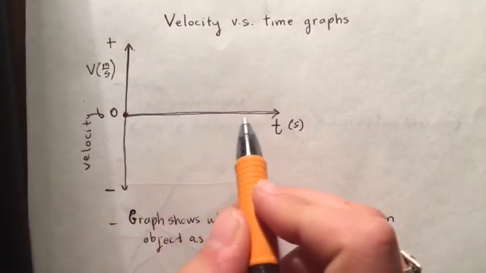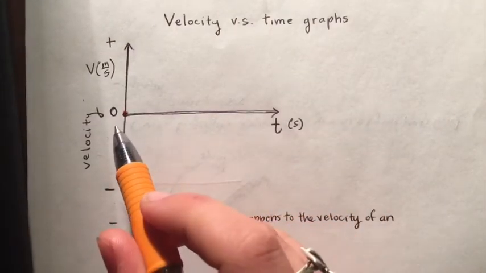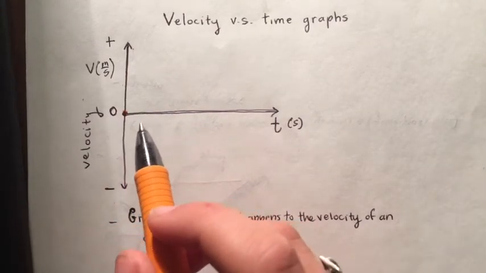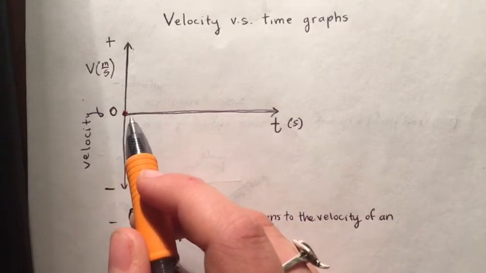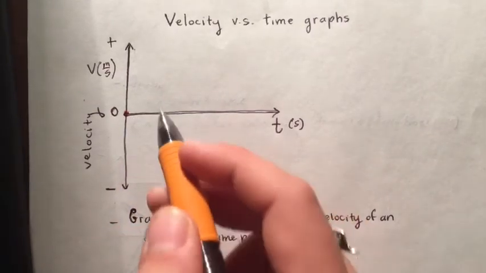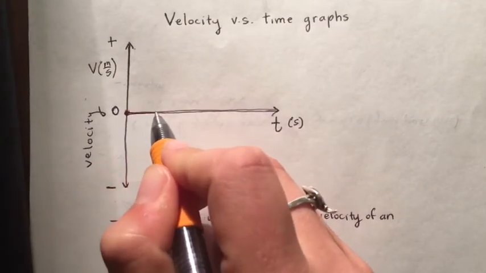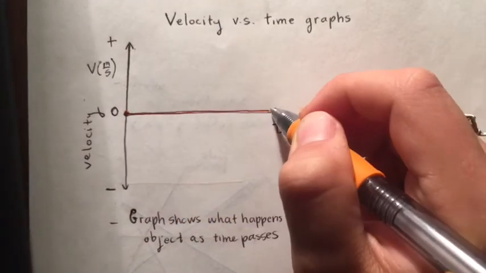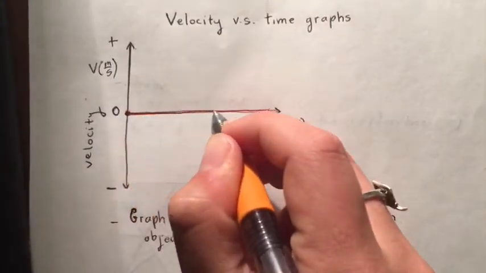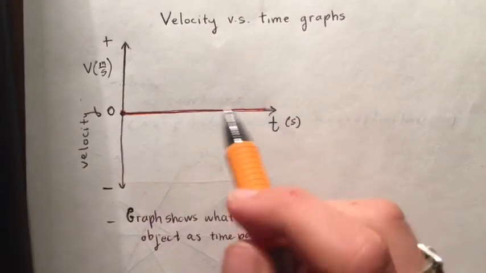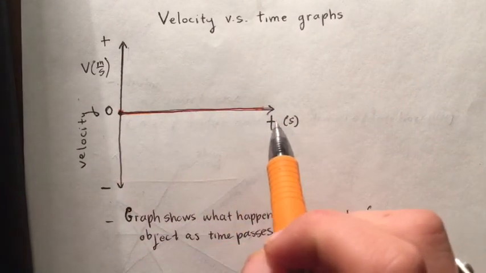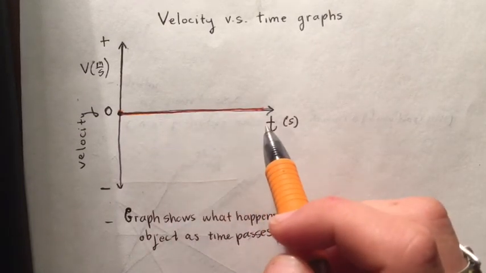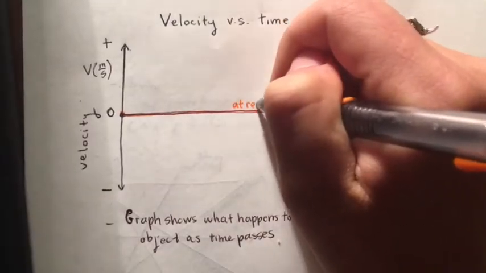And as time is passing, does that velocity change? It does not. The person never starts moving. So their velocity does not change. It stays 0 the entire time. So my graph is going to look like a horizontal line along this axis. So for all three of those videos, your graph would look just like this, because in all three of those videos, the object is at rest the entire time.